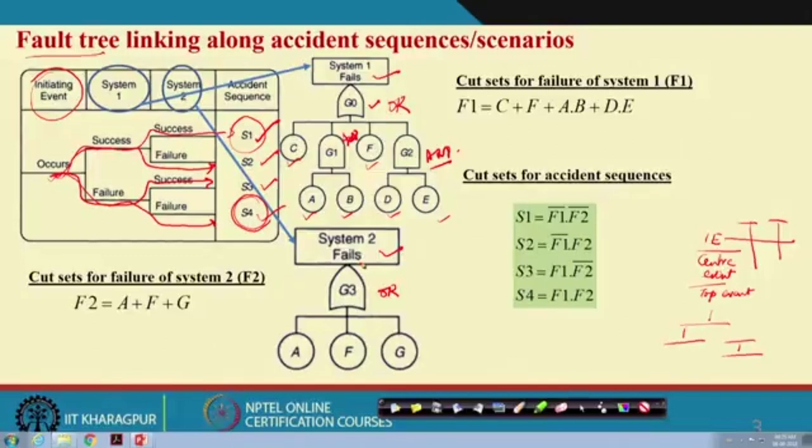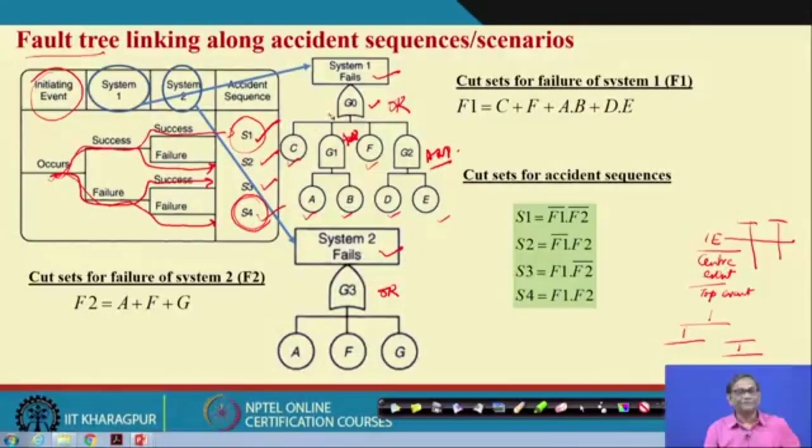Now, what is our job? We want to find out the cut sets along the accident paths, or cut sets for accident scenarios. Now, if I consider S1, then this is the first cut set, S2 this is the cut set, S3 and S4 like this. So, you may be wondering what is happening here? What is S1? S1 is basically initiating event occurs, system 1 and system 2 are successful. So, if we consider system 1 failure as F1, then its success will be F1 bar. If system 2 failure is F2, then its success will be F2 bar.